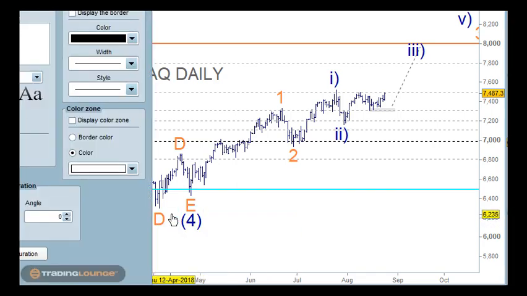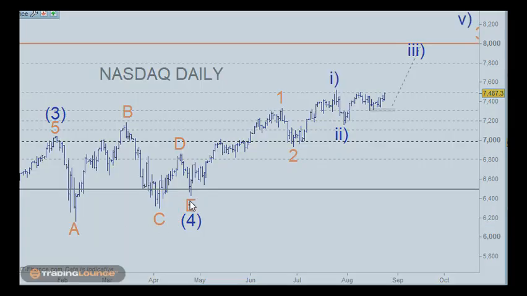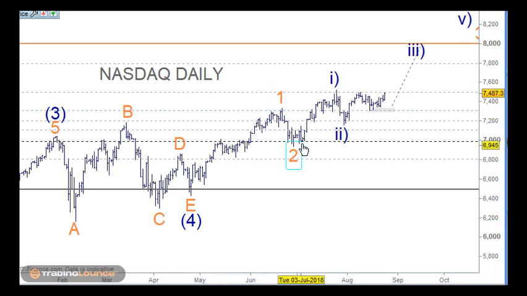As you can see, the trend is nice and strong here. We're looking at this as wave 1 and 2, and then 1 and 2, and also 1 and 2 in here in green as well. So we'll be looking for 5 waves between wave 2 and wave 3 here.